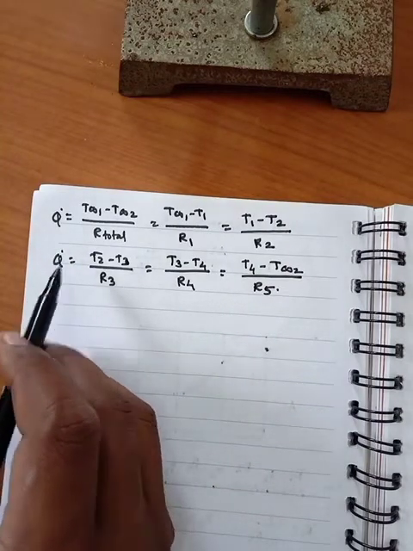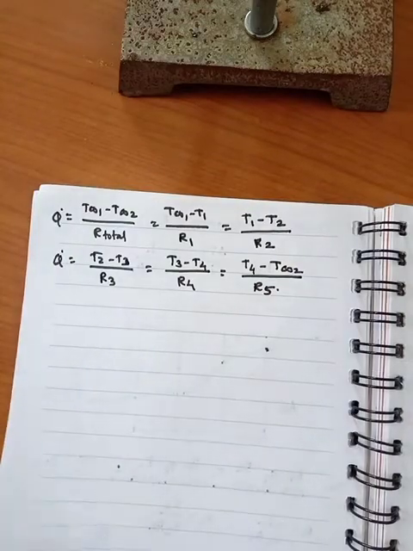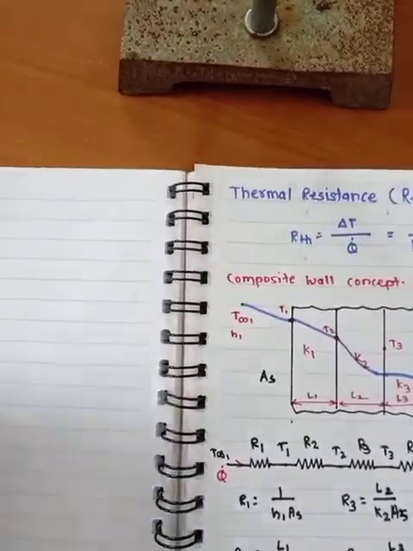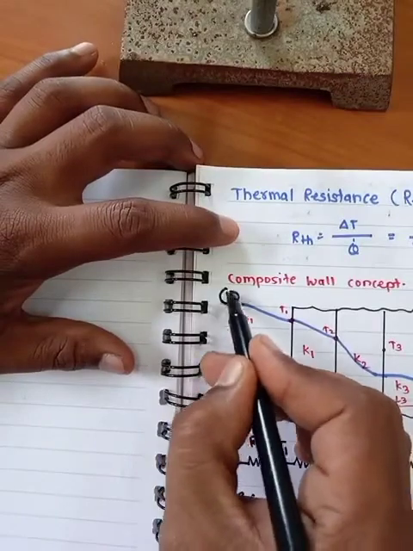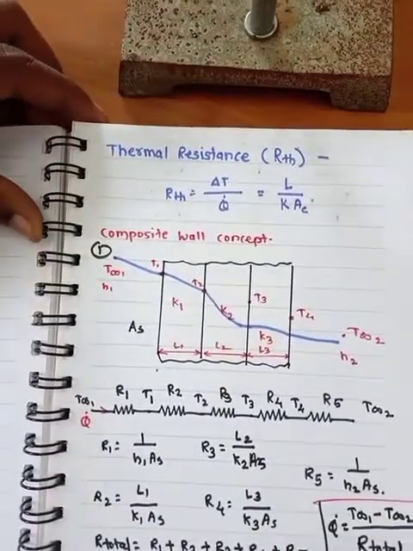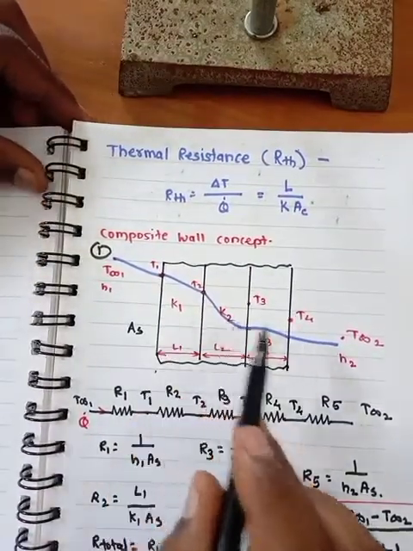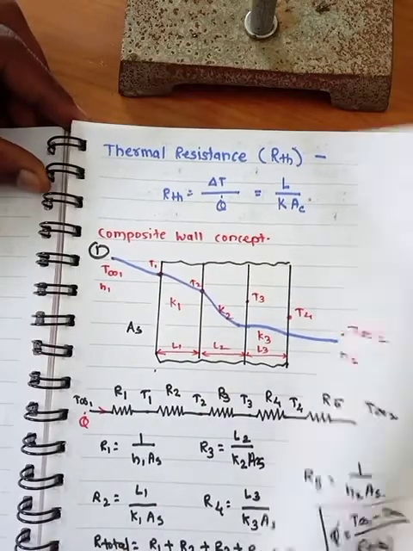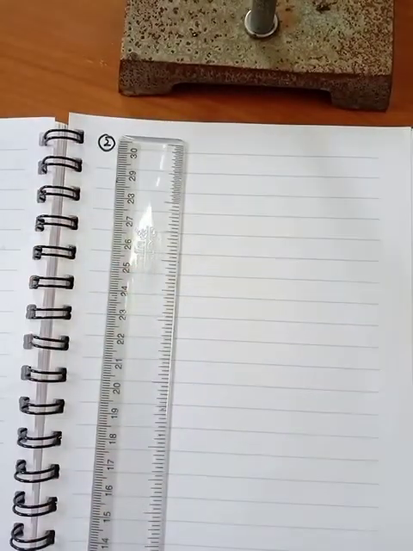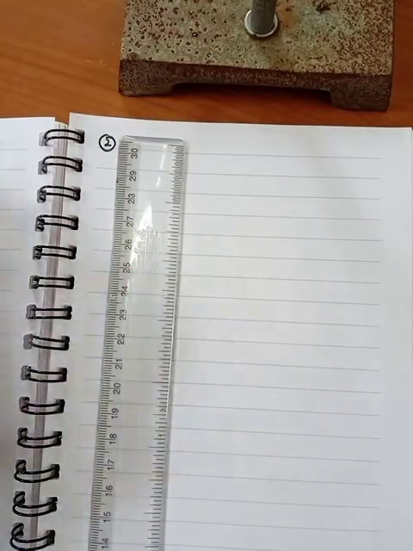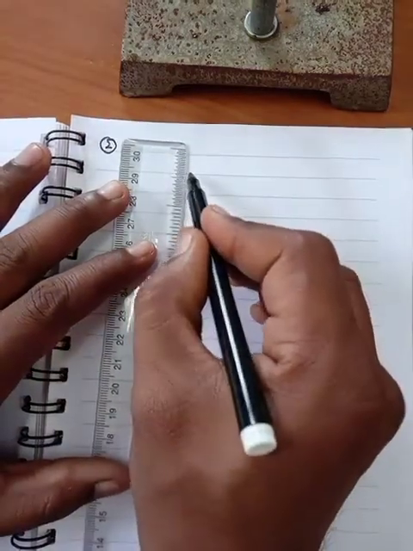So this is the concept of composite wall, and this is our first example of the composite wall. In that, we have considered all the layers to be in series. Now we'll consider another example of the composite wall. In that, again we will consider three layers.